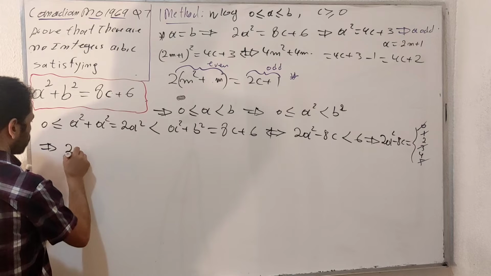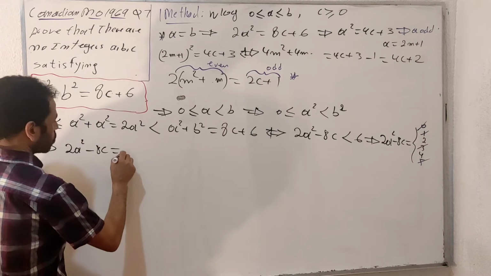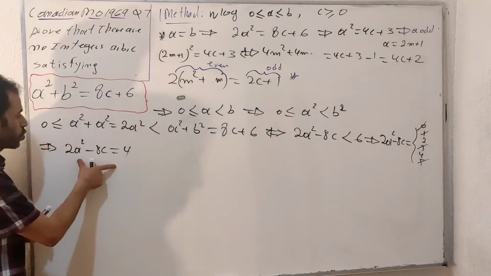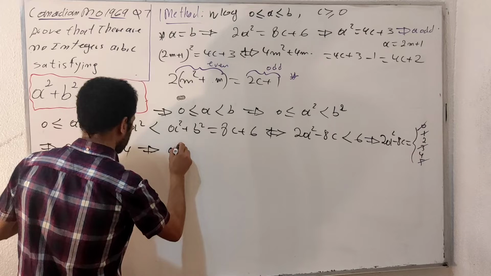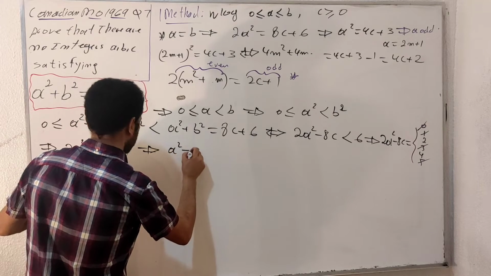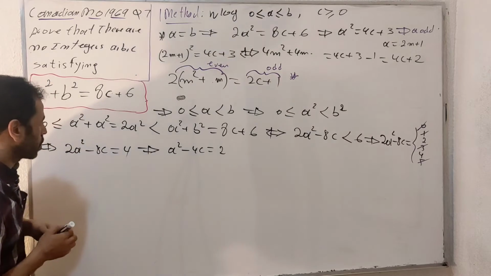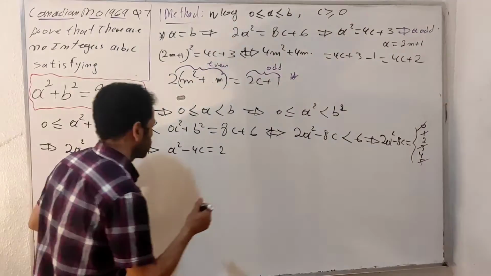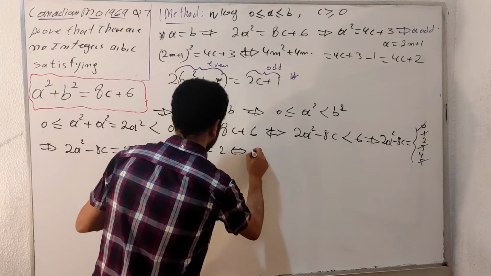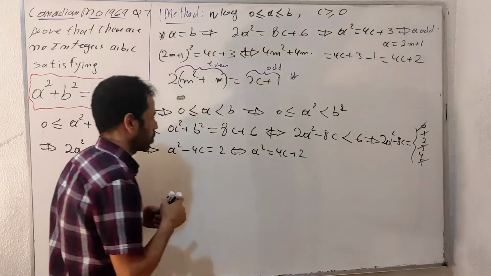If I take 2a squared minus 8c as an even term equals 4, okay, then I'm going to divide both sides by number 2. I will get a squared minus 4c equals 2, okay? Then I'm going to move over this 4c to the right. I will get a squared equals 4c plus number 2, like this, okay?